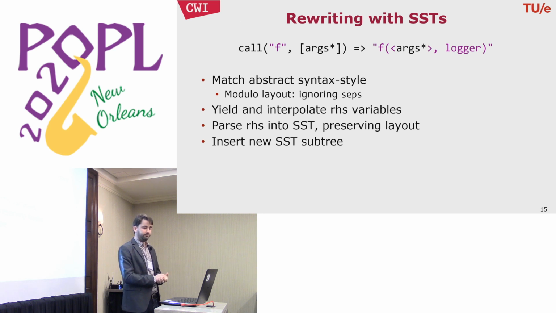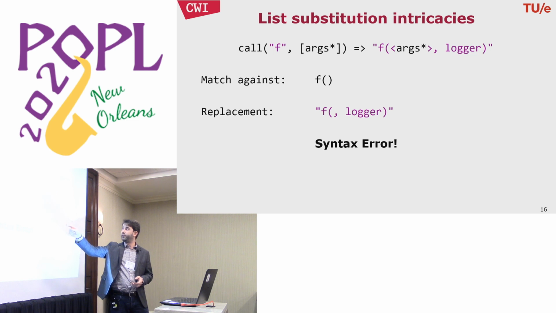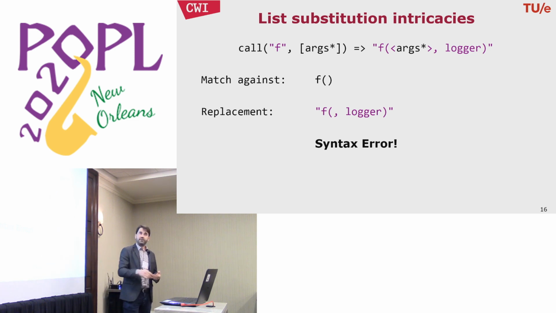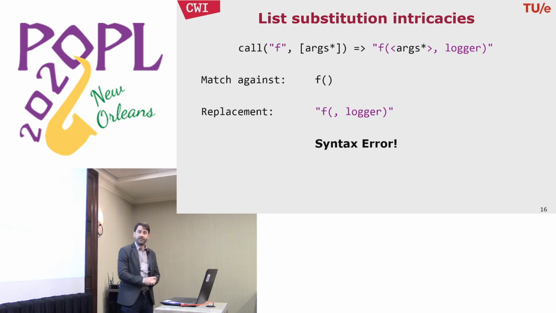So whenever we have a list substitution, we have a problem. Let's consider what happens when we match the left-hand side of this rule to a function call to f with no arguments at all. If we naively do the algorithm I defined on the previous slide, then we would yield args. Well, args is an empty list now, so the only reasonable thing would be the empty string. But if we naively do that, we end up with this as our replacement syntax, so to say, which is a syntax error.